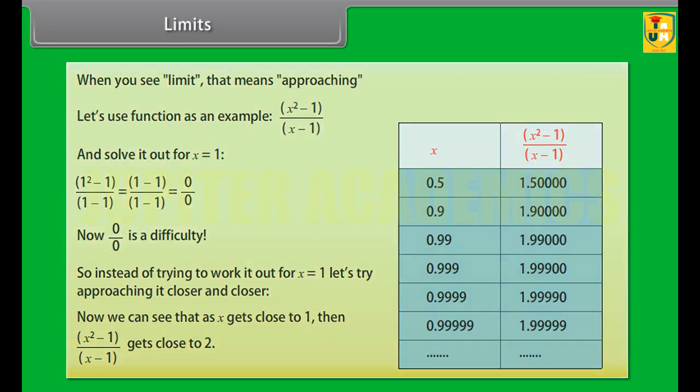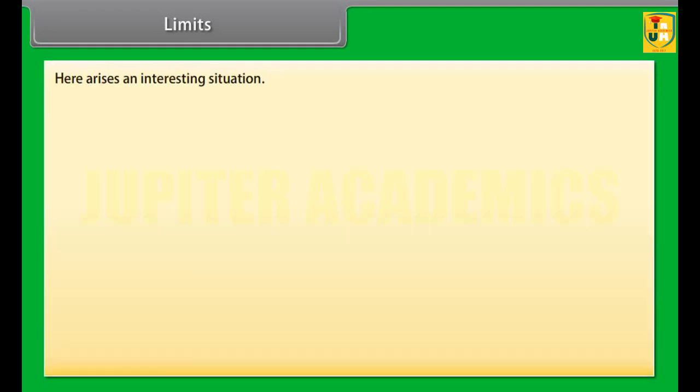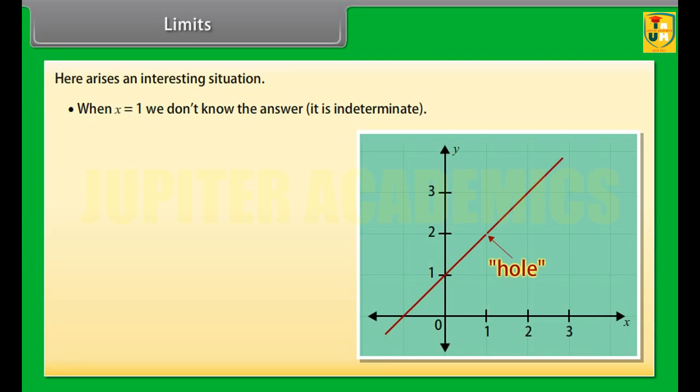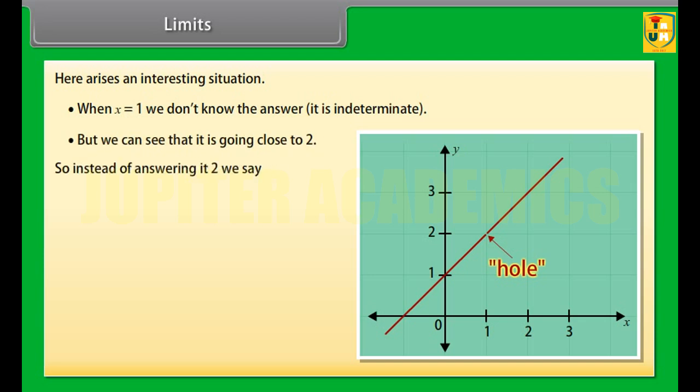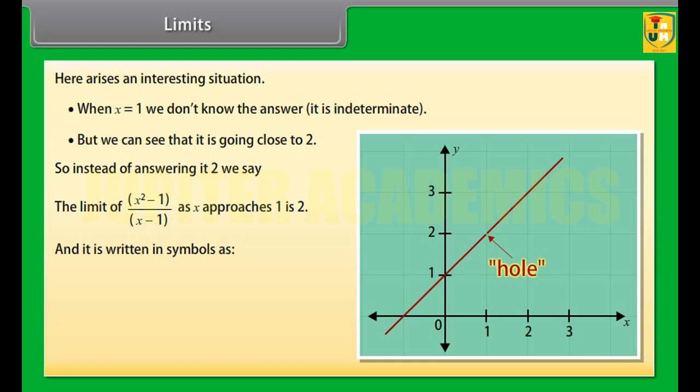Now we can see that as x gets closer to 1, then x square minus 1 by x minus 1 gets close to 2. Here arises an interesting situation. When x is equal to 1, we don't know the answer. It is indeterminate, but we can see that it is going close to 2. So instead of answering it 2, we say the limit of x square minus 1 by x minus 1 as x approaches 1 is 2. And it is written in symbols as limit x tends to 1 of x square minus 1 by x minus 1 is 2. So we cannot tell the value at x is equal to 1, but we can say that as we approach 1, the limit is 2.